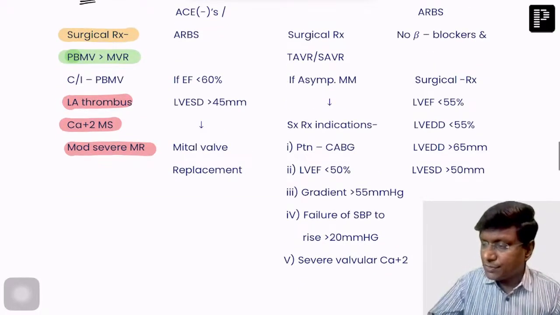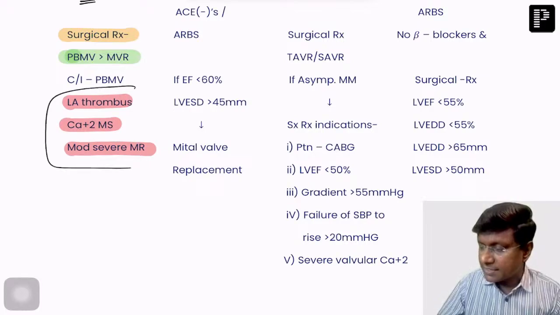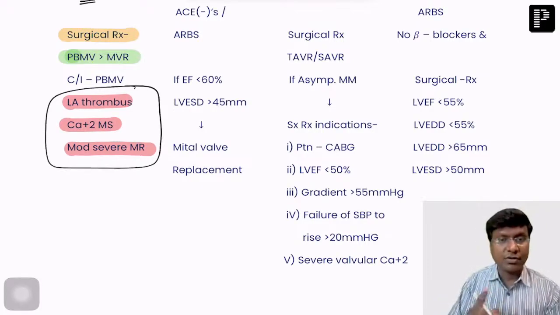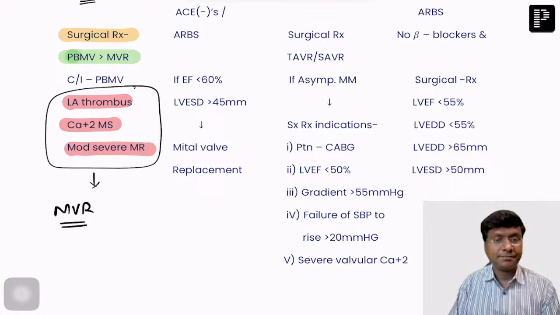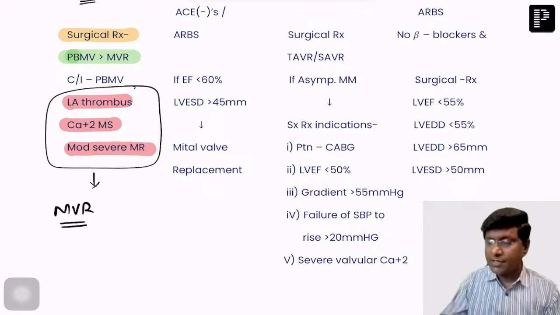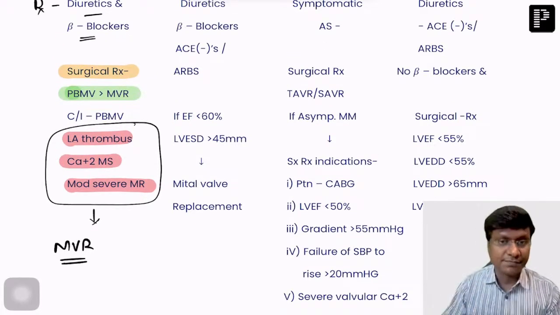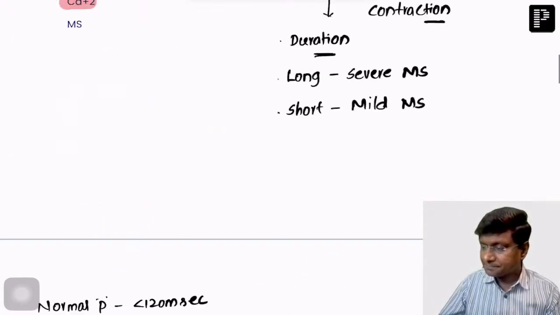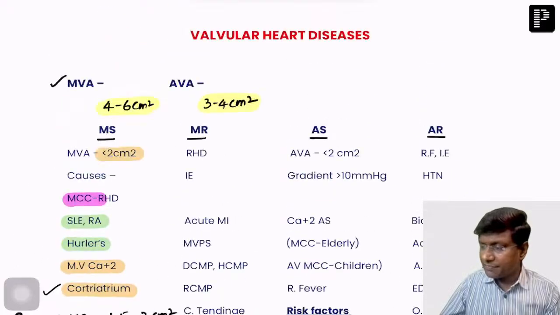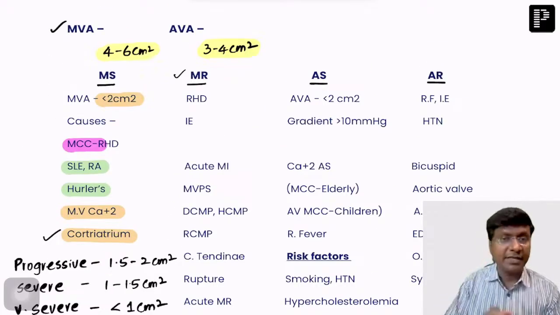Then what do you need to do in all these conditions? In all these conditions, that is LA thrombus, calcified mitral stenosis, moderate to severe MR, you need to do mitral valve replacement. Okay. So this is about the MS, right? Now, whatever we have discussed about MS, we'll try to compare that with MR.